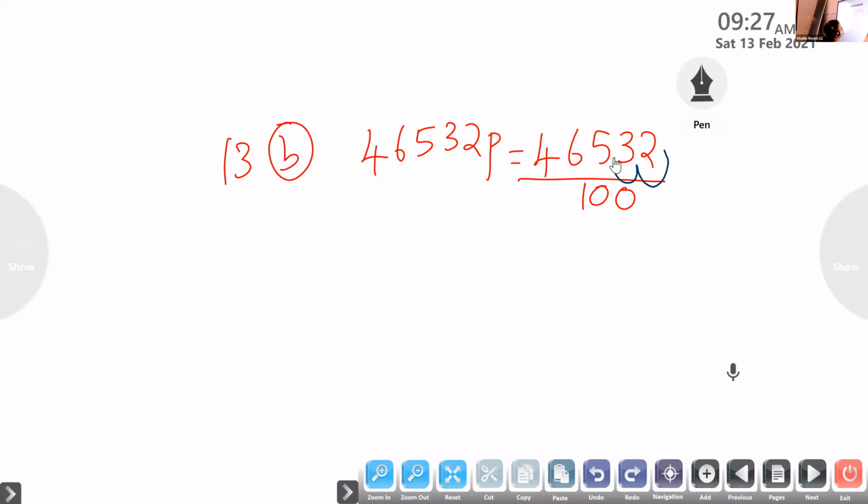1, 2. Someone is speaking something. It's not audible because of the network problem. So that audio is not clear. I think some network issue. Okay.